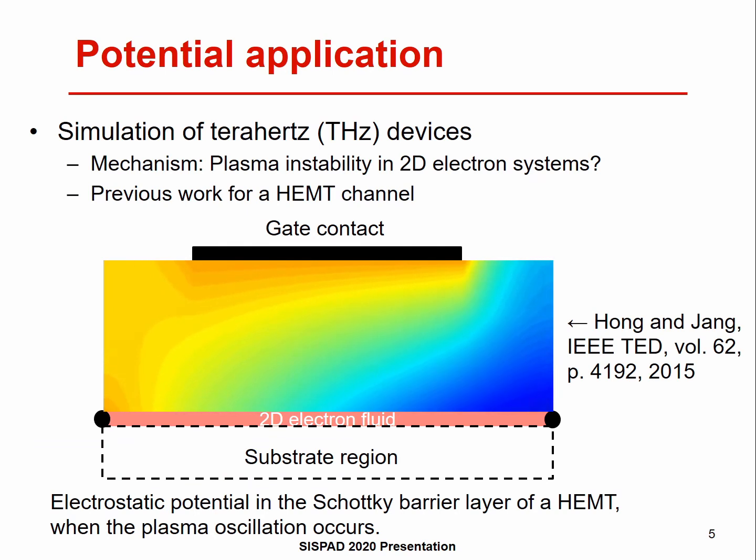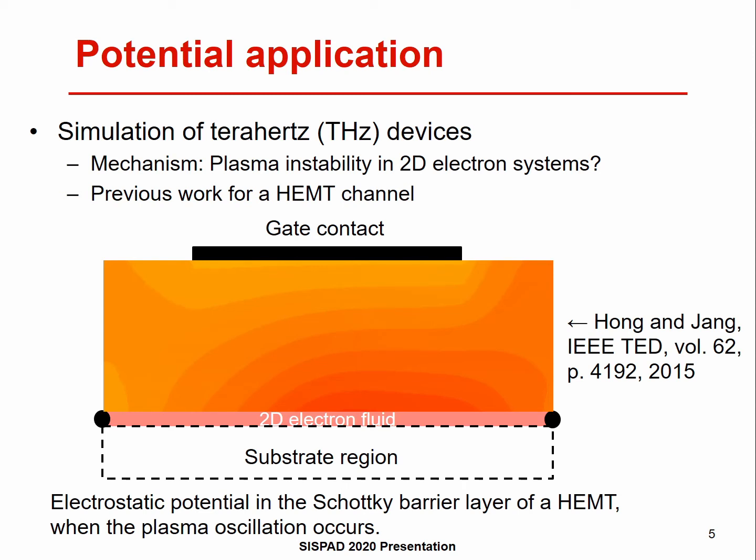The maximum limit of the intrinsic RF performance can be investigated by the AC NEGF simulation. One possible application is simulation of terahertz devices. For example, there is a theory that the plasma instability in the two-dimensional electron gas can yield a voltage oscillation at terahertz frequencies. We hope that the AC NEGF simulation provides a way to verify this theory.